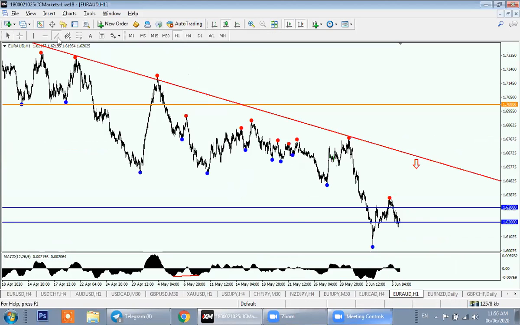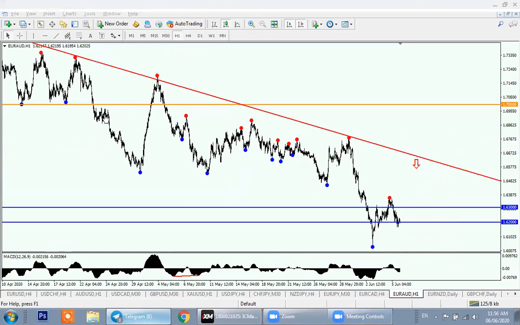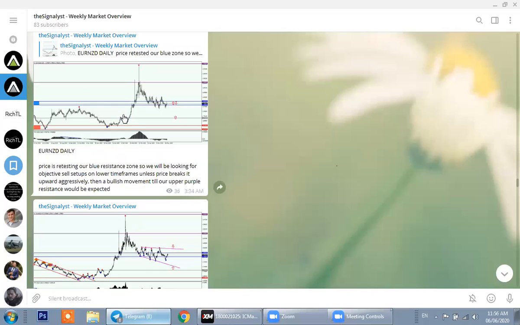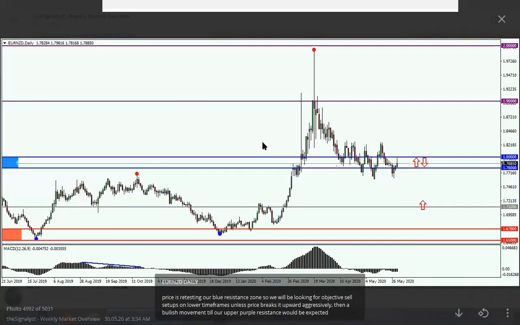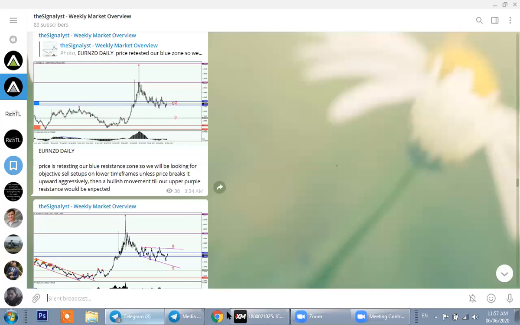And as usual, Euro AUD would be overall bearish, and we'll be looking for objective sell setups on lower time frames as price approaches our upper red trend line. That's it for Euro AUD. On Euro NZD, as mentioned before, price is retesting our upper blue resistance, so we'll be looking for objective sell setups on lower time frames.